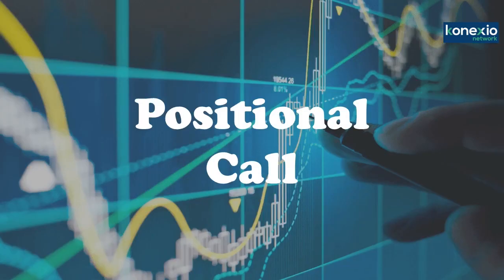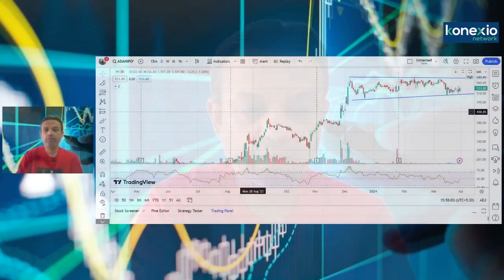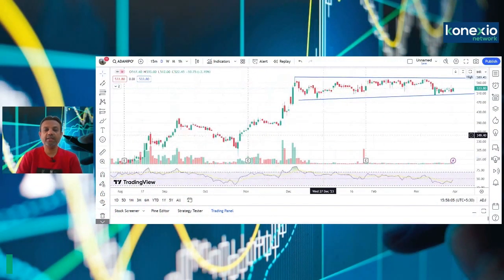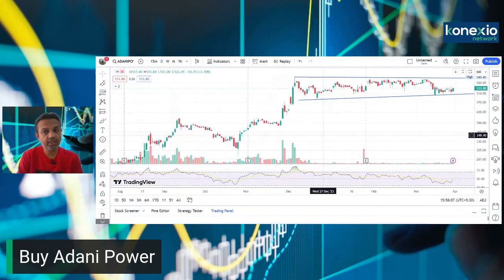So friends, now let us come to the final segment of our show, which is the positional call. I have identified one stock from the power sector. The name of the stock is Adani Power. Now we can clearly see Adani Power has been moving in a triangle pattern, or you can call it a flag formation.